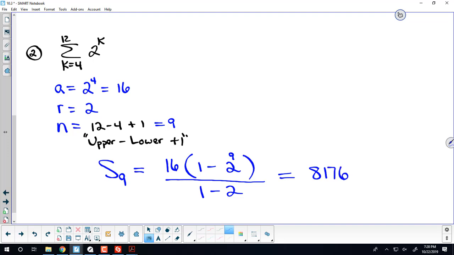Now again, if this were an infinite geometric series, we know that it would diverge because our common ratio is larger than 1. Okay, so that's finite geometric series. Does anyone have any question on those?